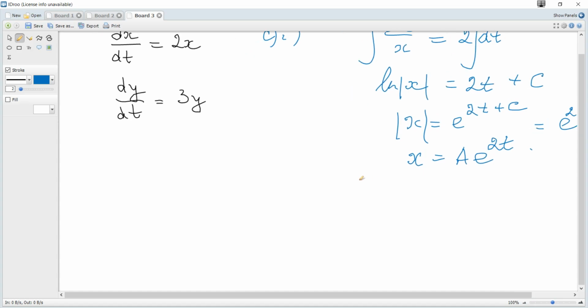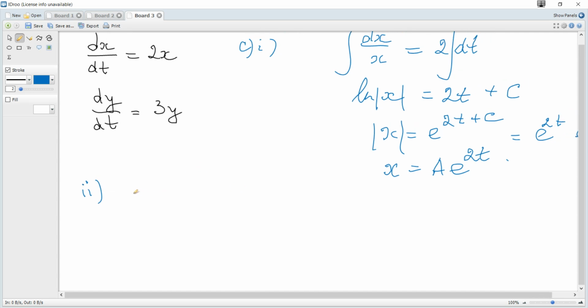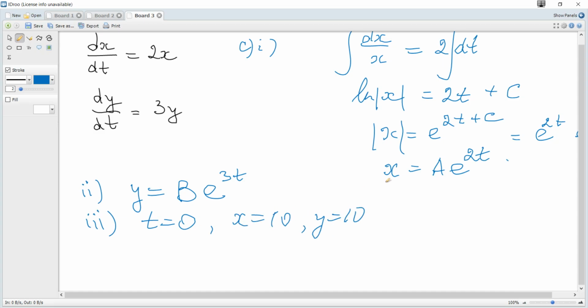And the next. Write down the general solution of dy over dt is 3y. So it's absolutely the same. So y is some other constant times e to the power 3t. The next. If both populations contain 10 squirrels at t is 0, so when t is 0, x is 10 and y is 10, so we can find what? A and b.